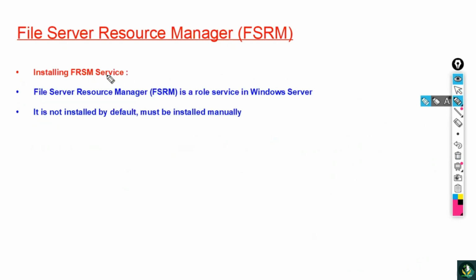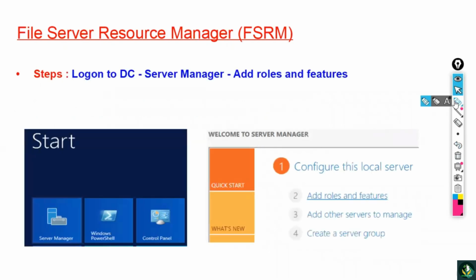So let us see how to install this FSRM service. File Server Resource Manager is a role service in Windows Server and it is not installed by default, it must be installed manually. Let us see how to install it. So we will log on to the domain controller, then go to Server Manager, then to Add Roles and Features.